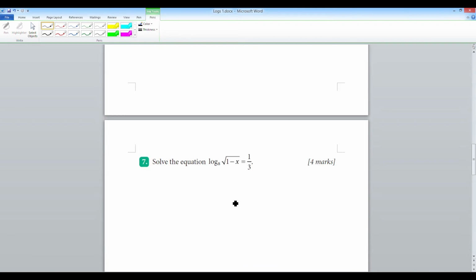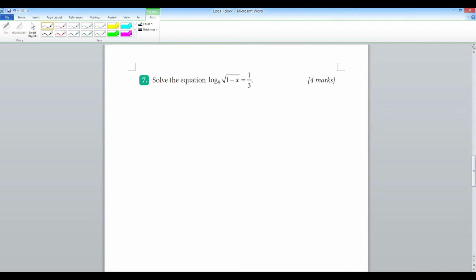Let's take a look at another one: solve the equation log base 8 of root 1 minus x is equal to 1 over 3. Exactly the same as in the previous example, I noticed that my base is 8. So my base of 8 is going to become the base on the other side, raised to a power. So the root of 1 minus x is equal to 8 to the power of 1 over 3.